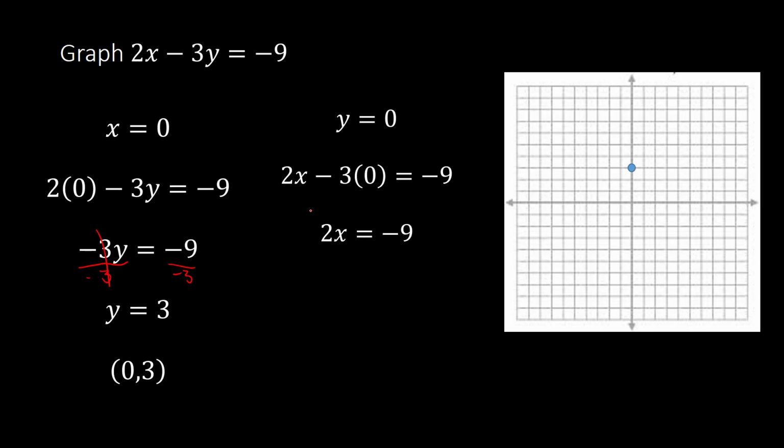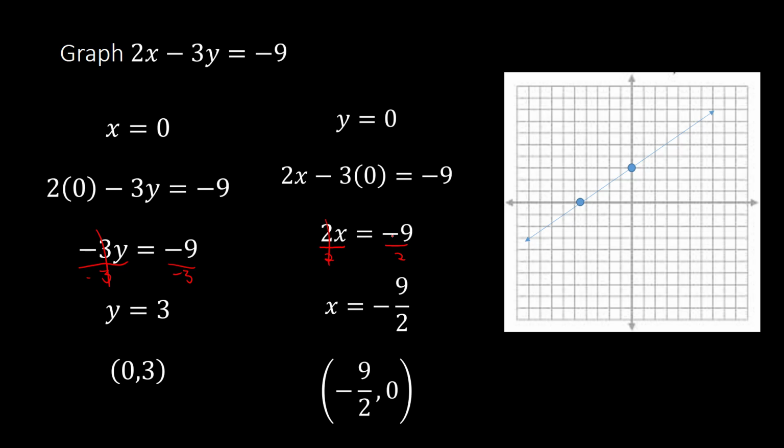We can then divide both sides by 2. And we have x equals negative 9 over 2, which is going to be the same thing as negative 4.5. So my ordered pair would be x is negative 4.5, y is going to be 0. So my graph for that point would be right there, negative 4.5, and then up and down 0. And then the graph of the line would be just connecting those 2 points, and we're done.